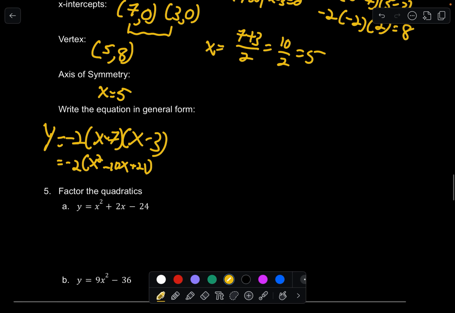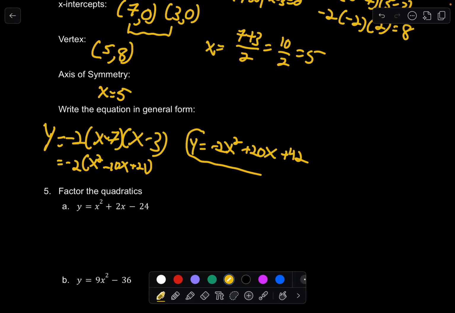So now, y equals negative, distribute the negative 2: negative 2x squared, plus 20x, watch your signs, plus 42. Sorry, that's 6, 7. And there you go. And that's the general form.